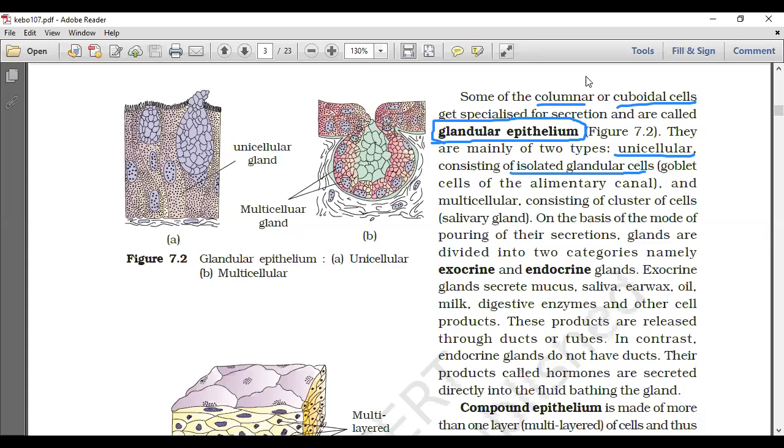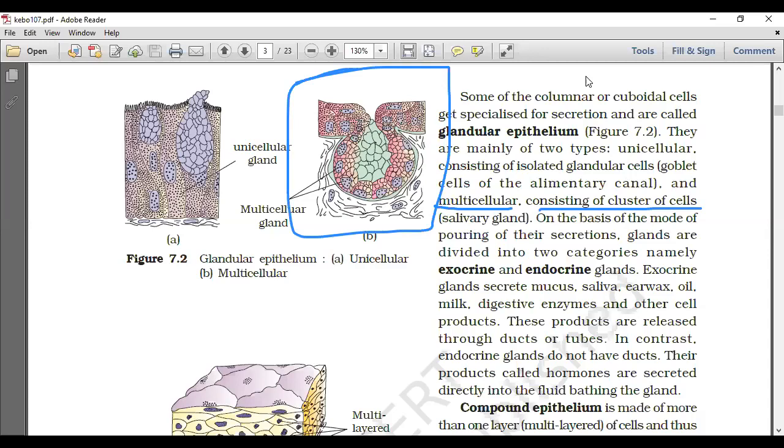Example, goblet cells of the alimentary canal. So these are the unicellular glands, and the keyword to be remembered is isolated glandular cells. And multicellular consists of a cluster, a group of cells. Example, salivary gland.